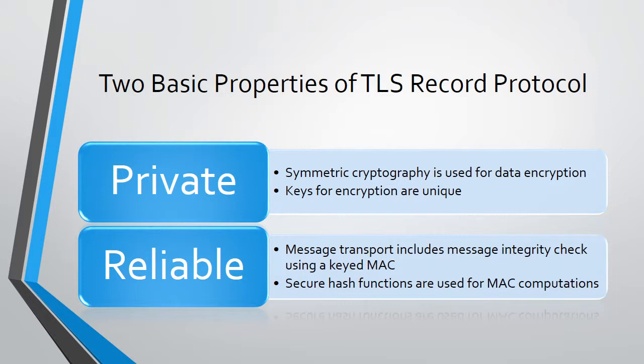In order for the message to be reliable, the message transport includes message integrity checks using a keyed MAC. Secure hash functions are used for MAC computations. The record protocol can operate without a MAC, but is generally only used in this mode while another protocol is using the record protocol as a transport for negotiating security parameters.